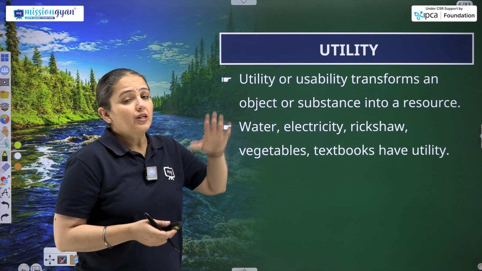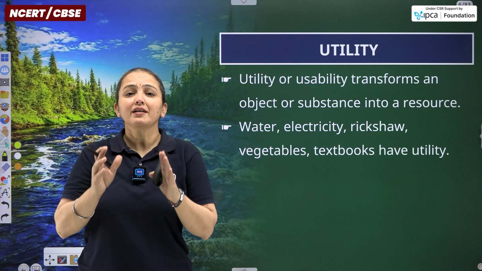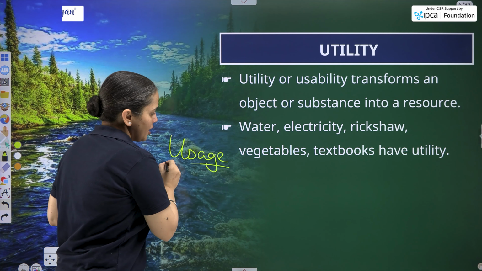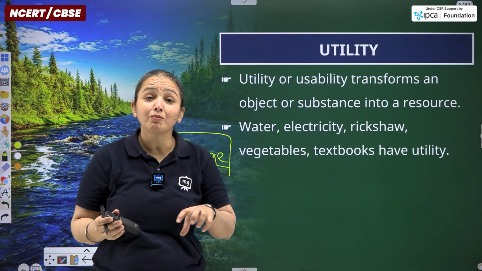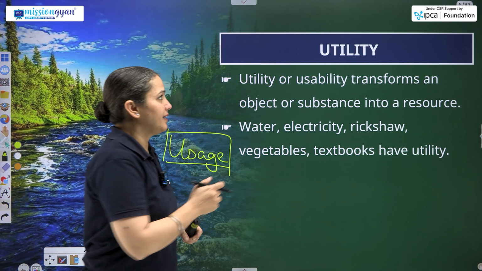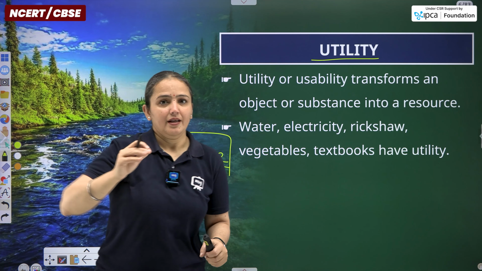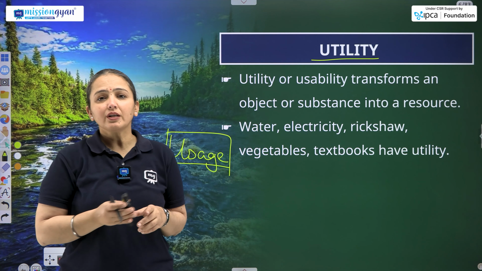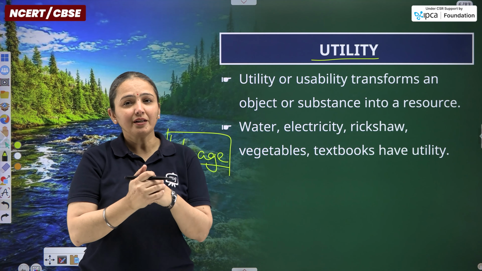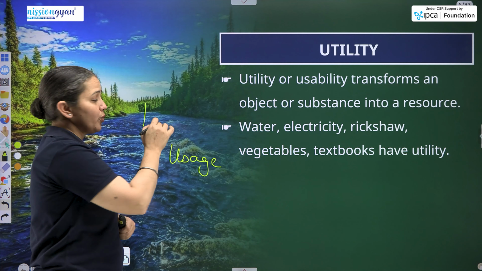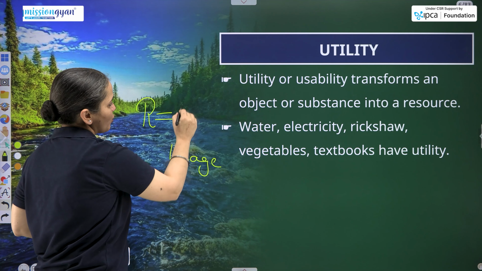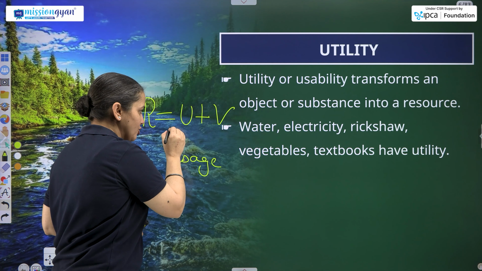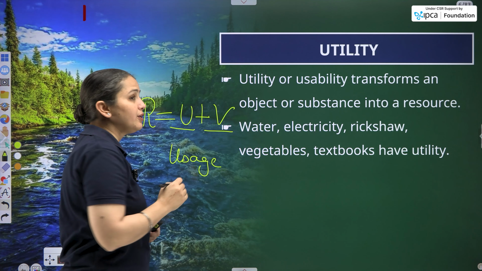Then utility. So basically, what makes a resource? Its usage, or the use. And why are we using it? Because it can be used. That use is derived from the utility. It means a resource can be used if it has utility. Not only utility, actually the definition of a resource comprises two points. So we define resources as resources equals utility plus value. If anything has utility, it has value also.